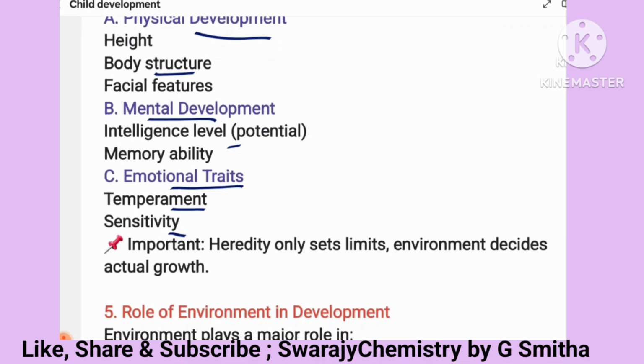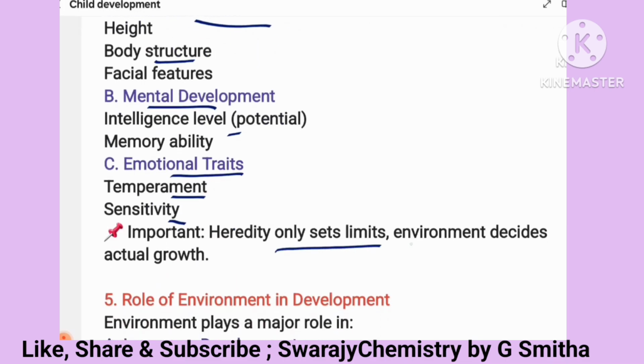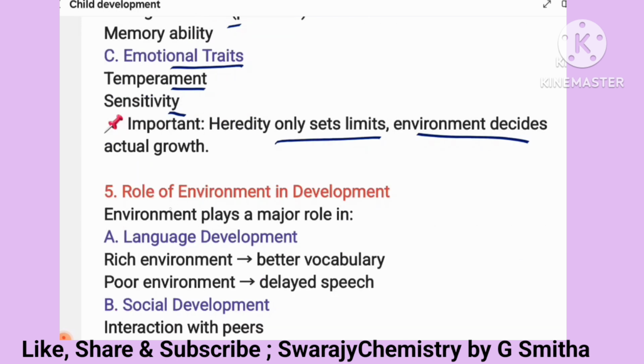Please remember, heredity only sets limits, environment decides actual growth. That means heredity gives the range, and environment decides where the child stands within that range. The next is the role of environment in development. Now comes the most powerful and changeable factor, environment.